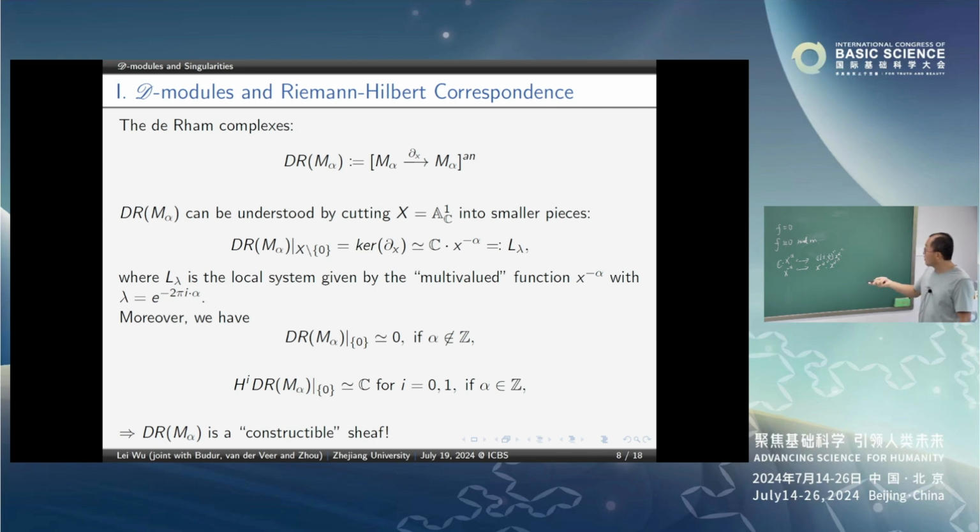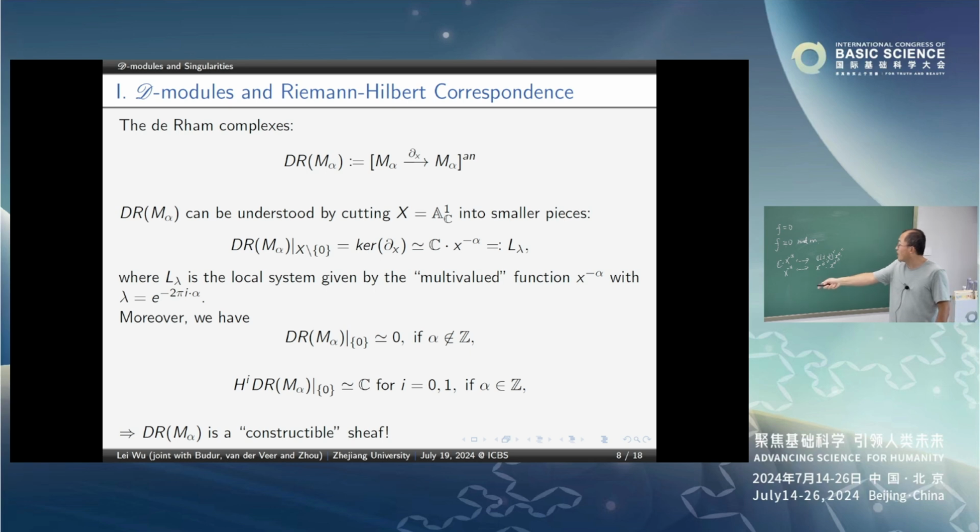And there's also another moduli interpretation, because if we vary alpha, then M alpha can be seen as the de Rham moduli, which in this case is just C, and then the Betti moduli is C star, and then the behavior changes, right? So if we restrict to the origin, then the geometric behavior of the de Rham complex changes. So we have some jump, right?